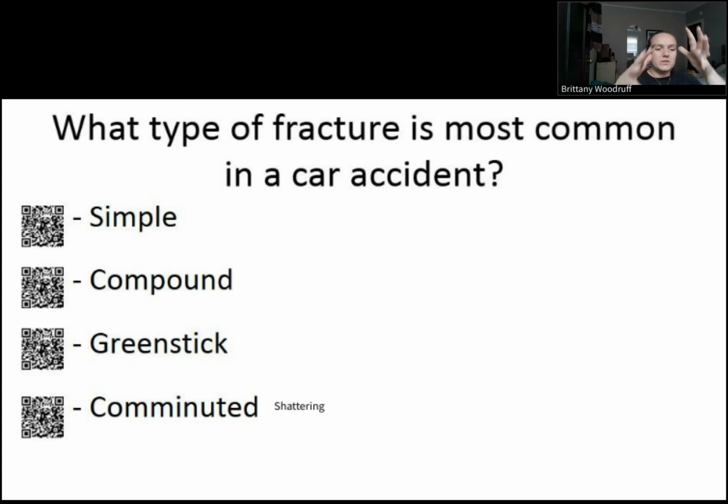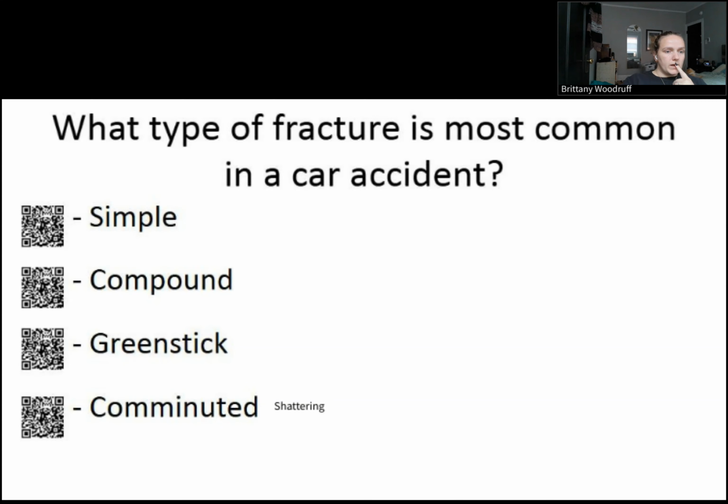So with that shattering, you need an extreme amount of force to make that happen. You're driving along, holding onto your wheel, you hit another car. That steering wheel is going to smash into your wrist, and all that force is going to go onto the end of your long bones, right? That's not just going to happen from a sports injury or something. For a comminuted fracture to happen, you need a lot of force. That's why they're most common in car accidents.